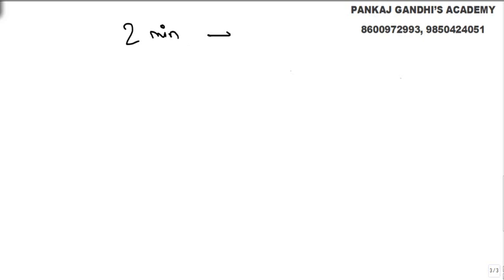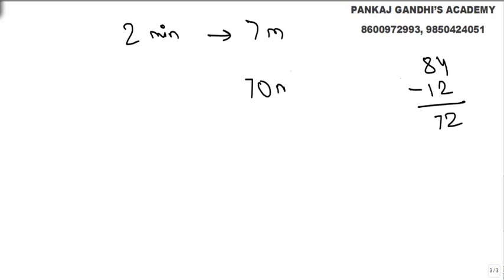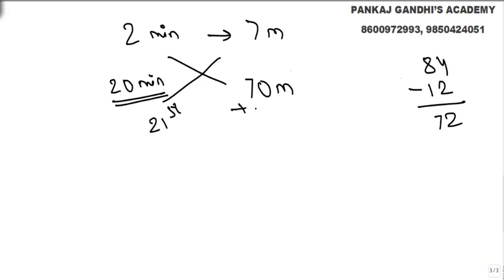So the monkey in 2 minutes goes up 7 meters. It has to reach 84. In 1 minute it can go up 12. But 72 is not a multiple of 7. The nearest multiple of 7 is 70. 2 minutes 7, how many minutes 70? Answer is 20. 2 minutes 7 meters, how many minutes 70 meters? Answer is 20 minutes. Next minute the monkey can go up 12.